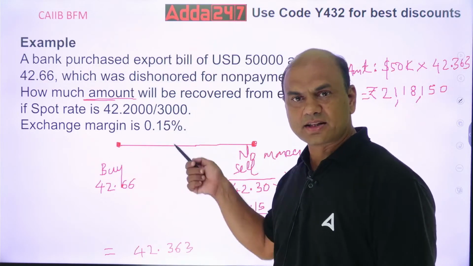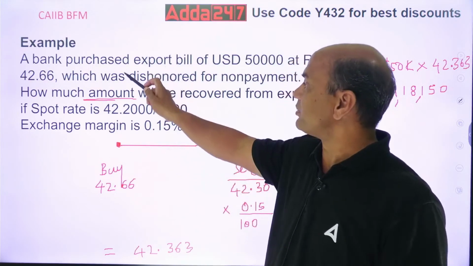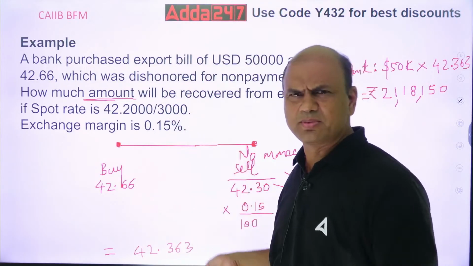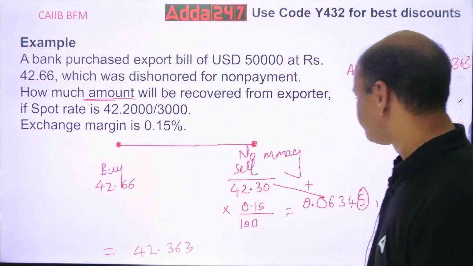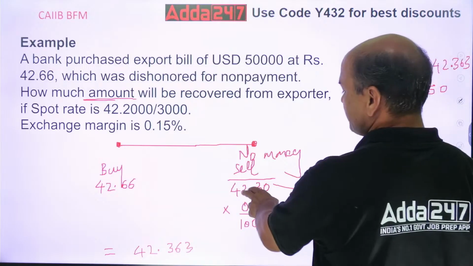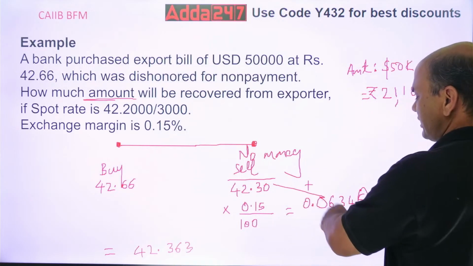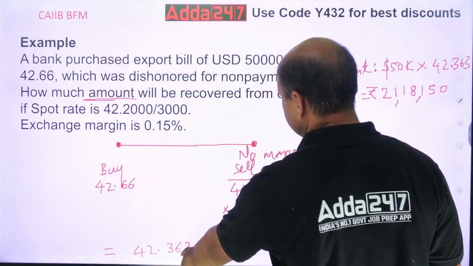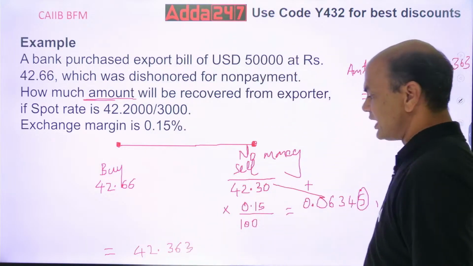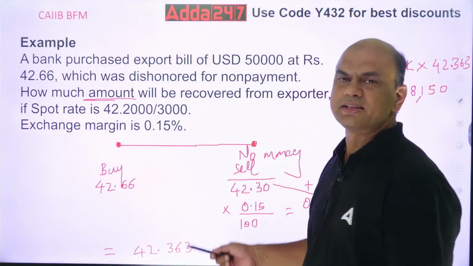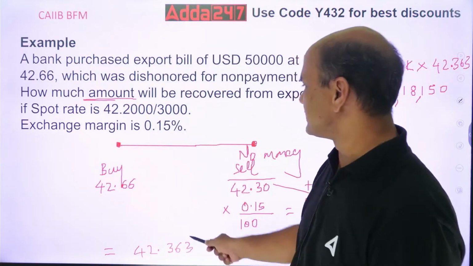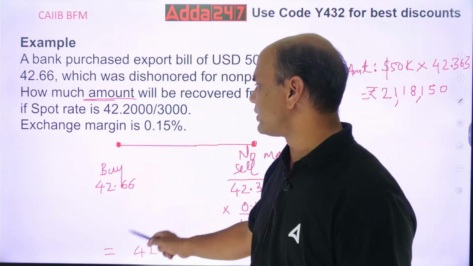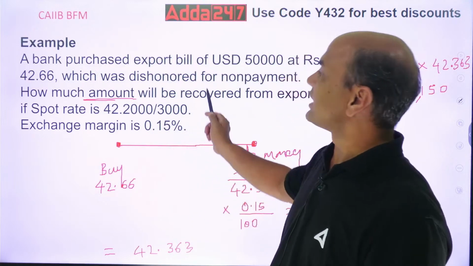It's a sale transaction. What are you doing? You had earlier done buy. So now you are doing sale. So sale means add. So do it. So the answer becomes 42.30 plus 0.0634. So 42.363. And 4 also you can write it. 363. Let it be. So this is your answer. 42.363. So this is the rate to be applied.